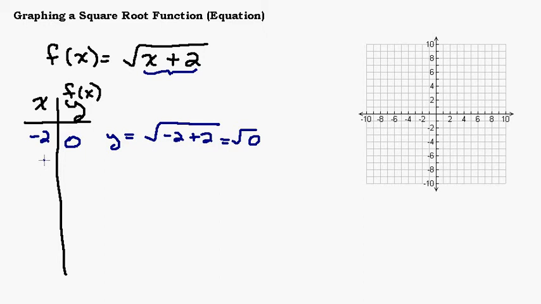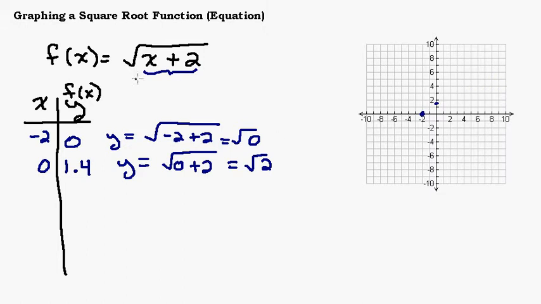Alright, let's go up to 0 and see what happens. So we get y equals the square root of 0 plus 2, which is the square root of 2, which we saw from the calculator was 1.4. Okay, you just pick whatever x values you want. You can start graphing it as you go along if you want. So negative 2, 0, and 0, 1.4. See, we're getting this same shape again here.